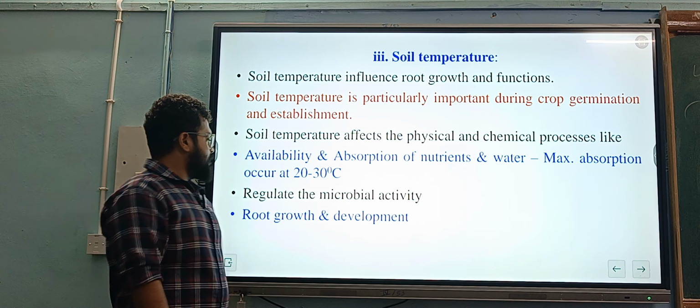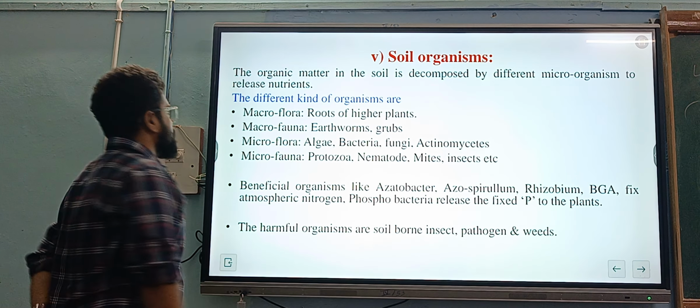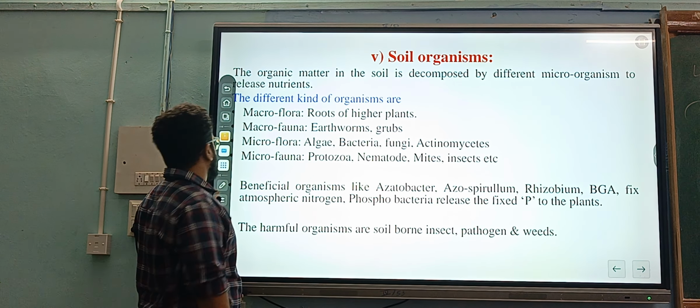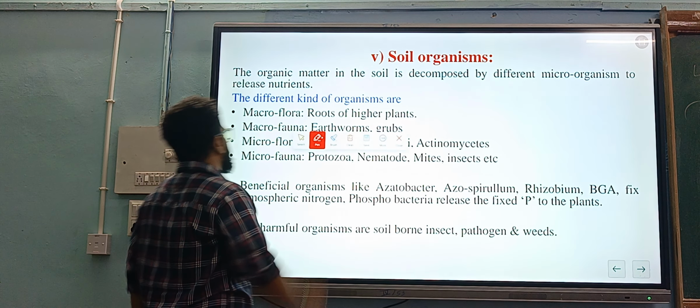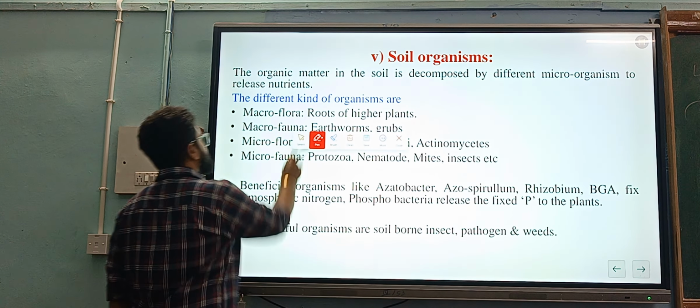It improves the water holding capacity of the soil, and it is a source of food for the microorganism. Then the next, fifth with respect to the Edaphic factor is soil microorganism. Soil has different kinds of flora and fauna. These are called macroflora and microflora.